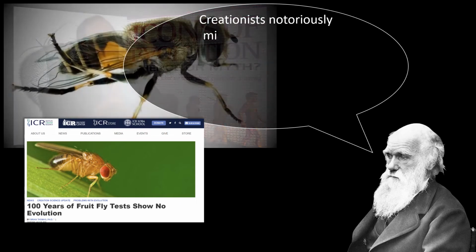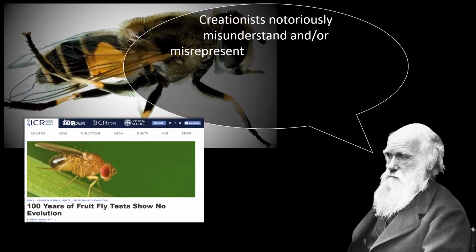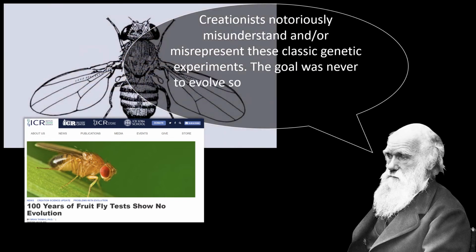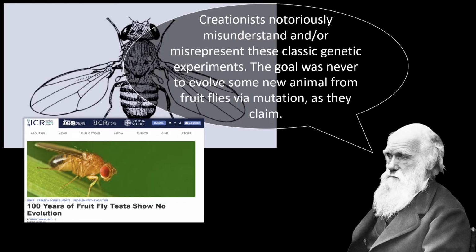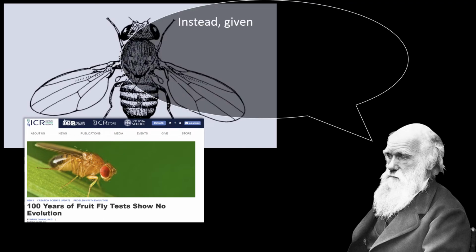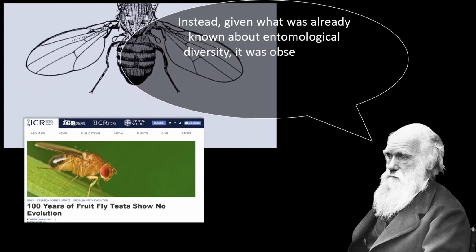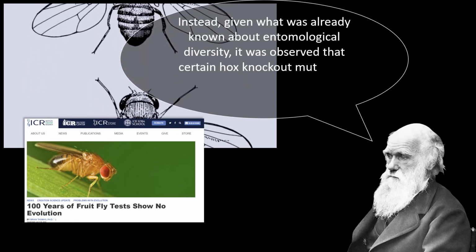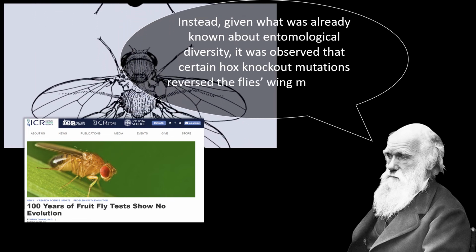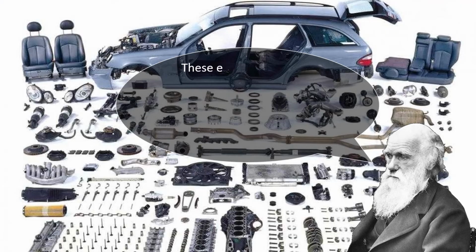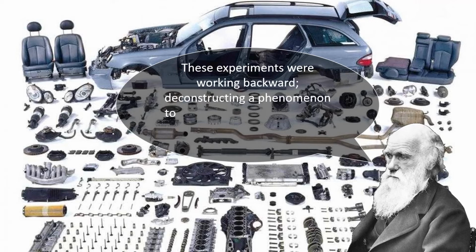Creationists notoriously misunderstand and/or misrepresent these classic genetic experiments. The goal was never to evolve some new animal from fruit flies via mutation, as they claim. Instead, given what was already known about entomological diversity, it was observed that certain Hox knockout mutations reversed the fly's wing morphology to a more primitive forewing layout. These experiments were working backward, deconstructing a phenomenon to understand its mechanisms, rather than trying to fast-forward evolution in a laboratory.